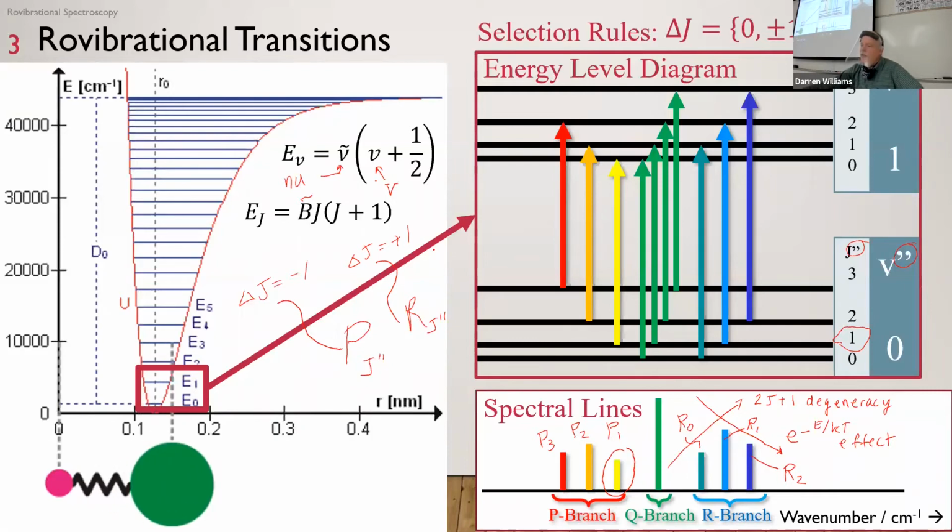And then the Q branch lines are not resolved in this spectrum, so we really can't label them. But if you could resolve them, they would also be Q0, Q1, Q2, Q3. But there's really nothing to label because they're all on top of each other in my spectrum.